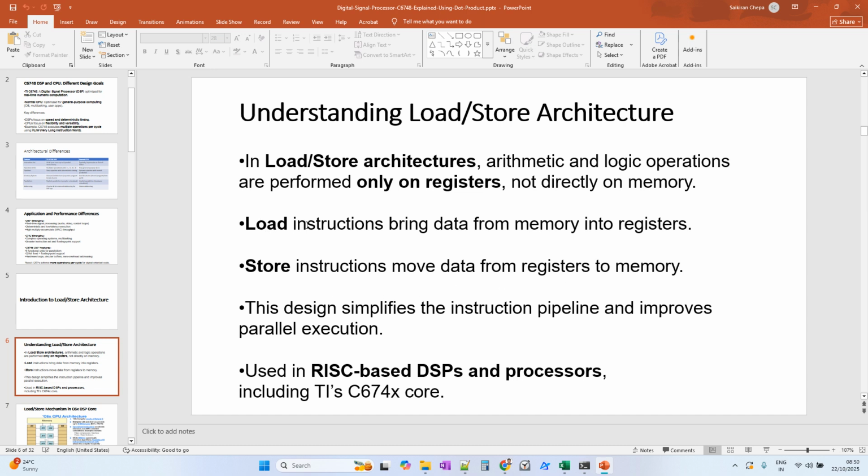This is load store architecture. Load brings the data from the memory to the register, you do the operation, multiply, add, whatever you want to do, and then store the result back to the memory from the register. It simplifies the instruction pipeline and improves parallel execution. So the instruction pipeline is simplified and parallel execution is also possible.